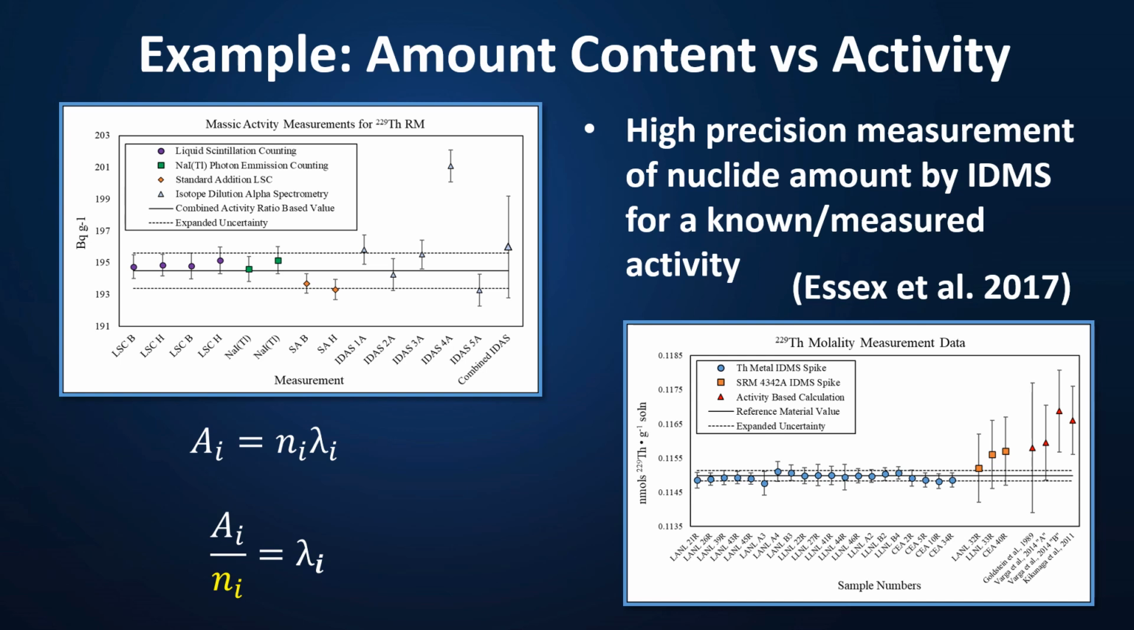The graph in the upper left shows the variety of methods used to measure the activity concentration of a thorium-229 solution. The graph in the lower right shows the amount concentration measurement data for the same solution as measured by isotope dilution mass spectrometry. With these two measurement values, the decay constant calculation is straightforward. The blue circles in the amount concentration graph are individual IDMS measurements.